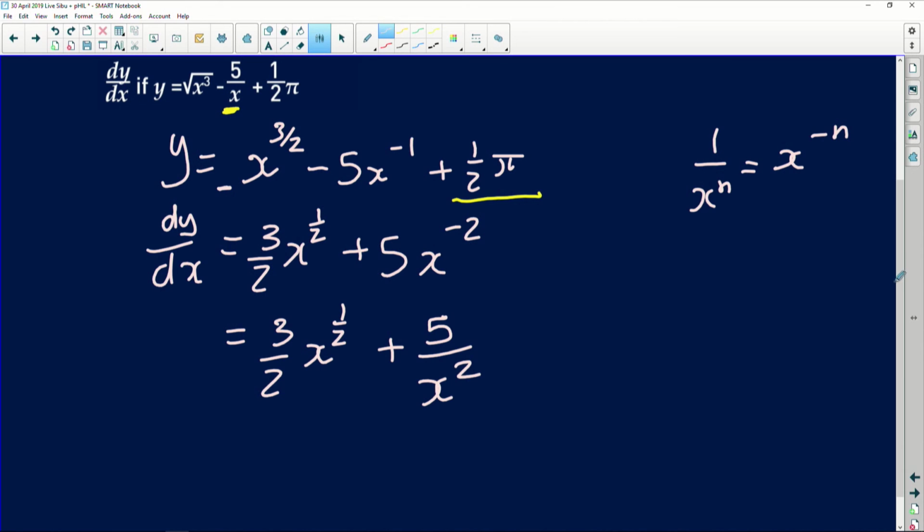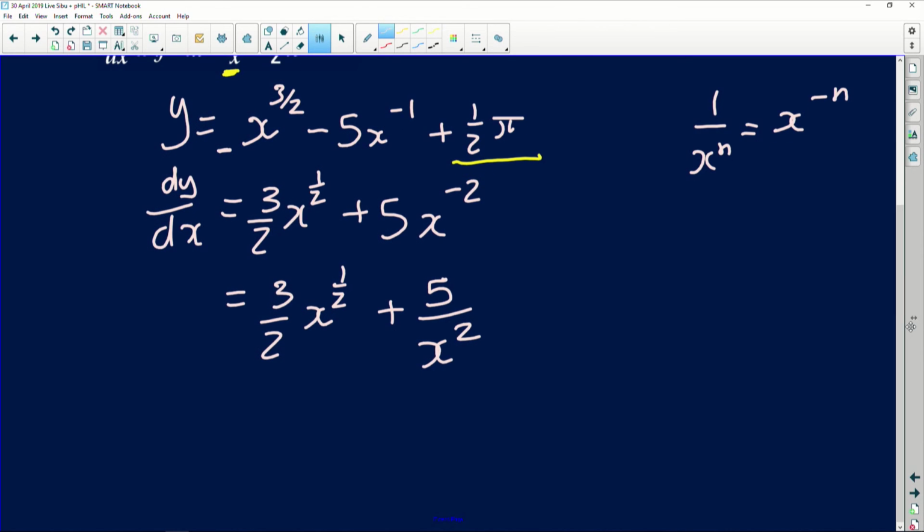Now, if you want to prove to people that you know what you're talking about, you can convert this x to the power 1 over 2 and write it as 3 over 2 multiplied by the square root of x, which is not necessarily important. No one will penalize you for not doing this. I'm just doing it to explain to you that x to the power 1 over 2 can also be expressed as the square root of x. A very nice question indeed.